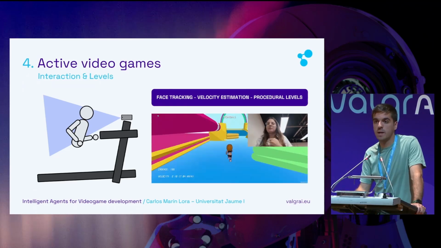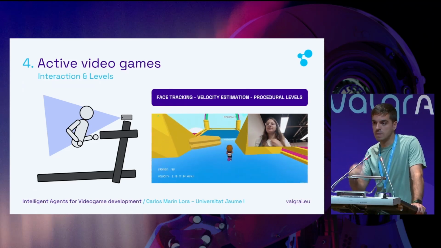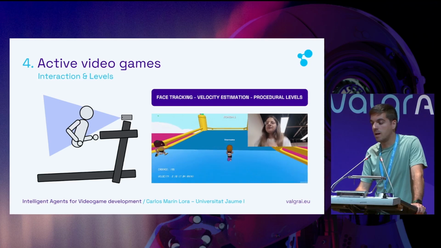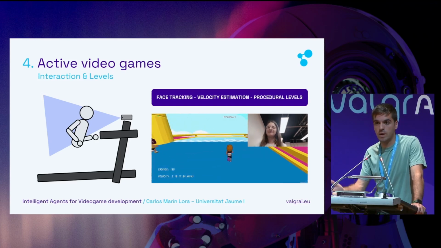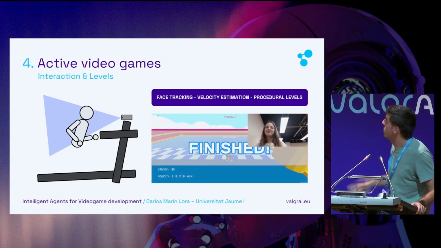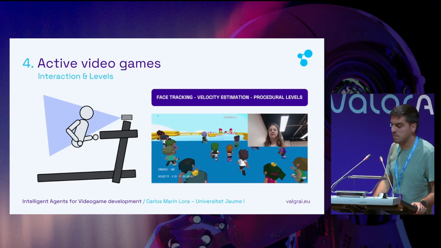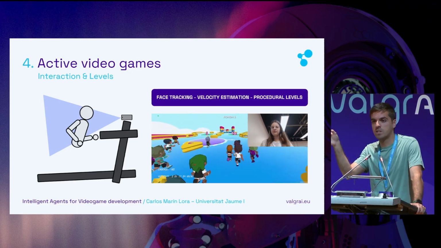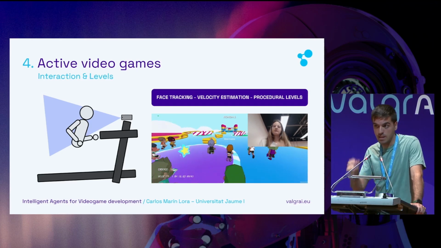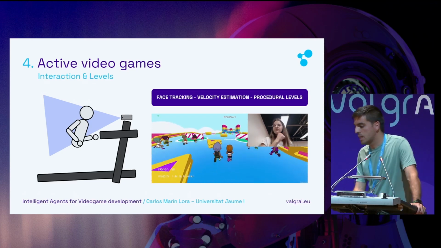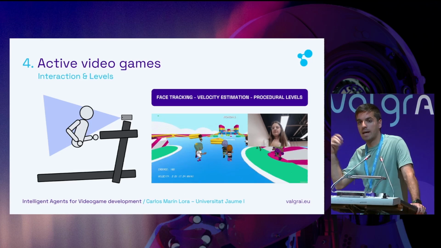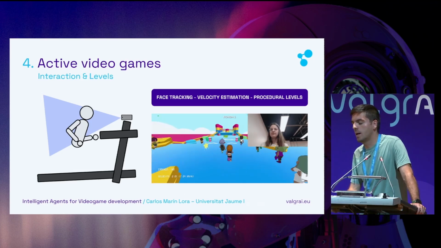With that information, we are able to track your face, study your running dynamics and infer the velocity that you are running on the treadmill. And you can see on the slide, my teammate Maria is controlling the direction of the karate by just moving her face slightly. Also, we are applying AI techniques to create automatic levels.